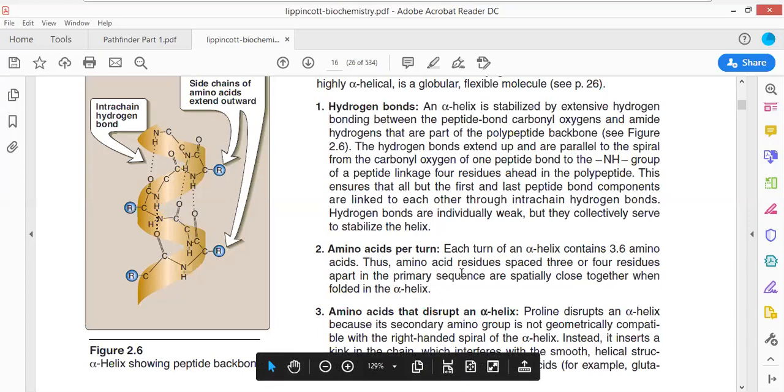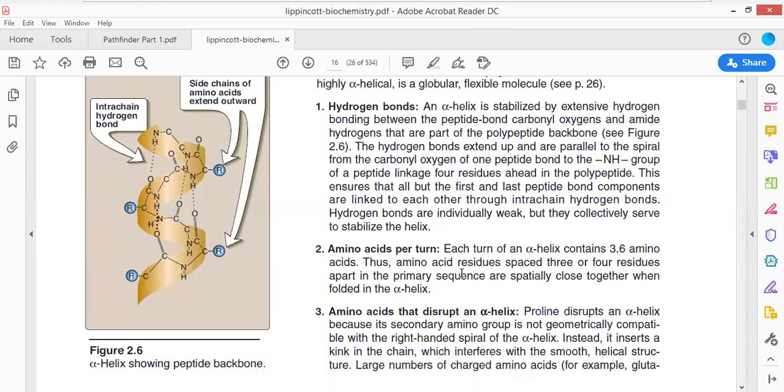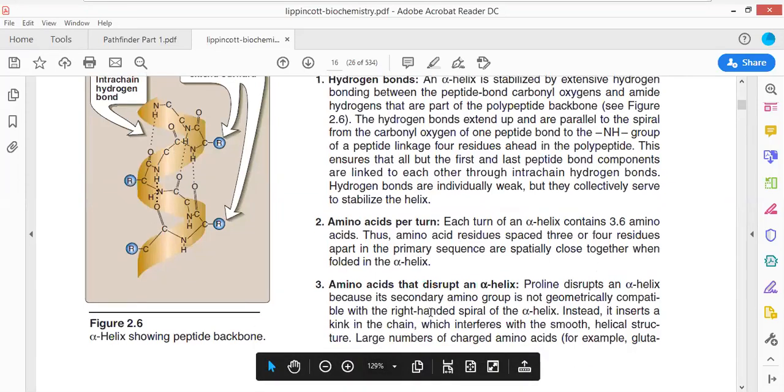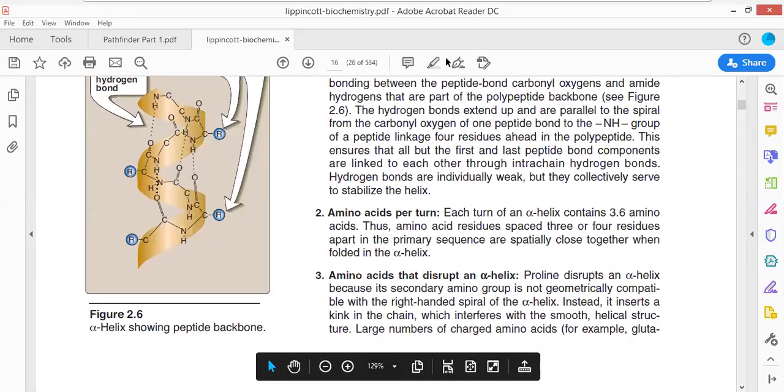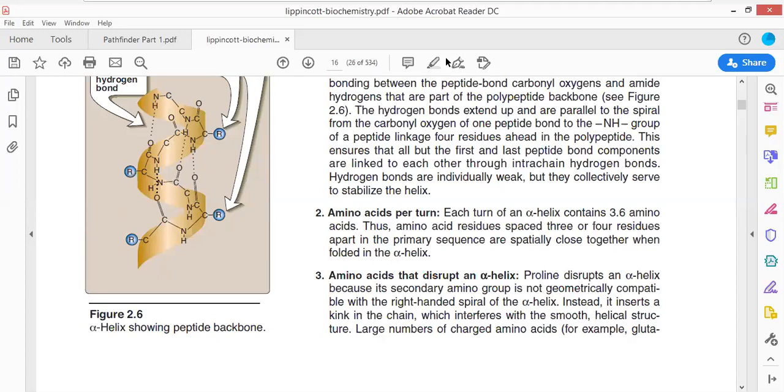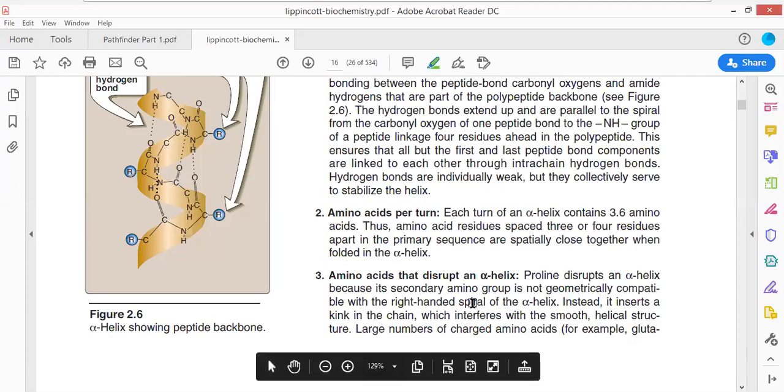Now, there are amino acids that can also disrupt the alpha helix. That is given in the new Pathfinder. Proline is an amino acid that disrupts the alpha helix because its secondary amino group is not geometrically compatible with the right-handed alpha helix. Proline has the ability to disrupt the alpha helix. Why? Because proline has an internal bend within itself, so it will disrupt the structure of the alpha helix.